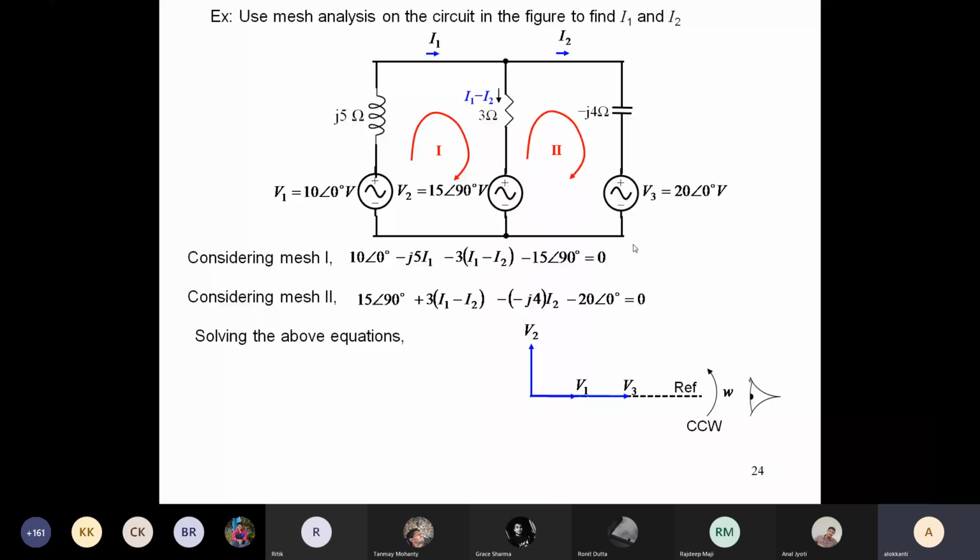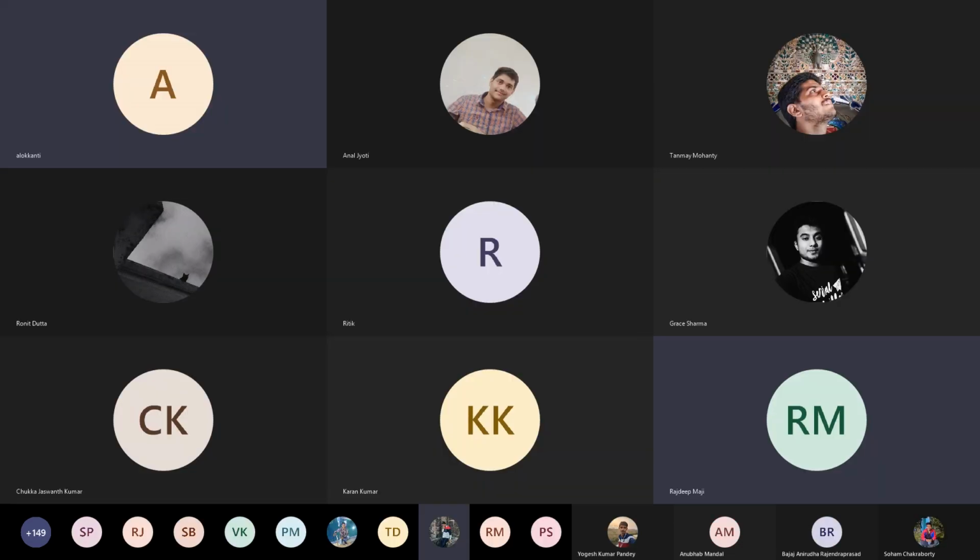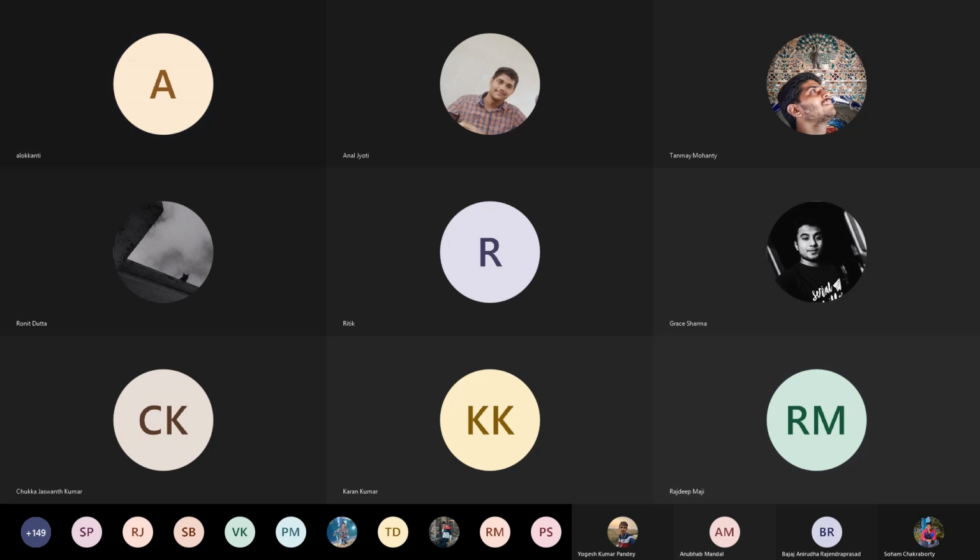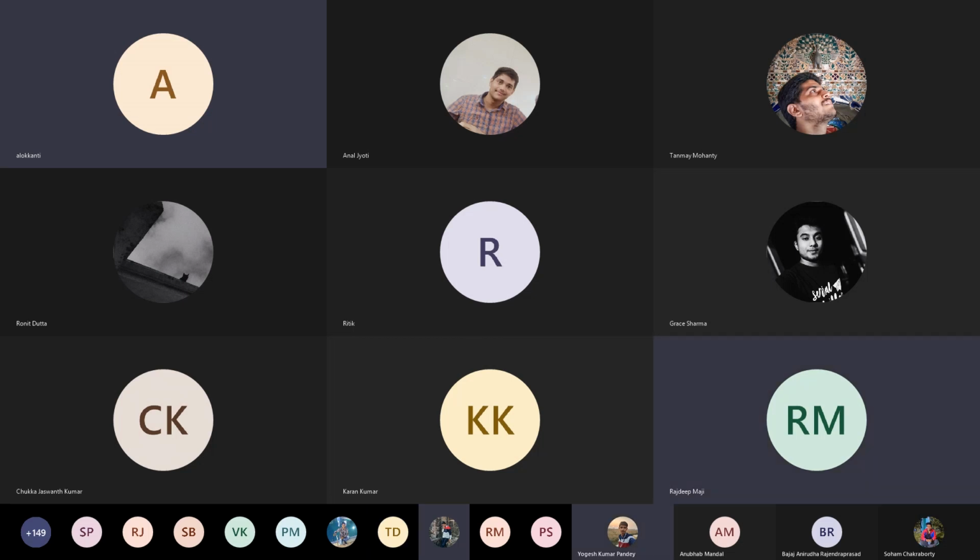So solving the above equations, what do we get? Your I1 is 4.87. I don't think this value is correct. There will be minus 164. And I2 is? This value is actually wrong. Sorry. I1 will lie in the third quadrant. Yes, sir, third quadrant. My value is wrong.